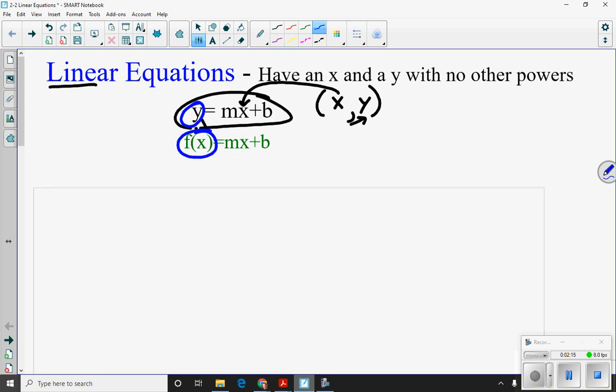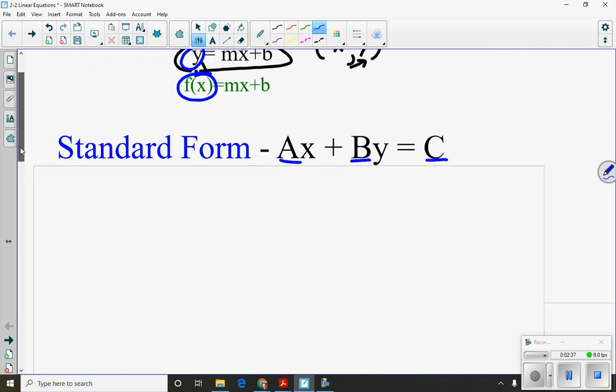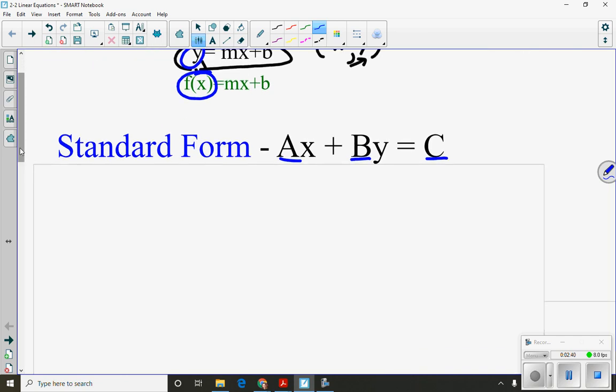Now, the most common form you're going to see is called standard form. Standard form looks a little different. It's still linear, but you're going to have a number times x plus a number times y equals another number. So you're going to get three different numbers, and they call that standard form. And when you're finding these from story problems, most often equations will fall into this standard form category.